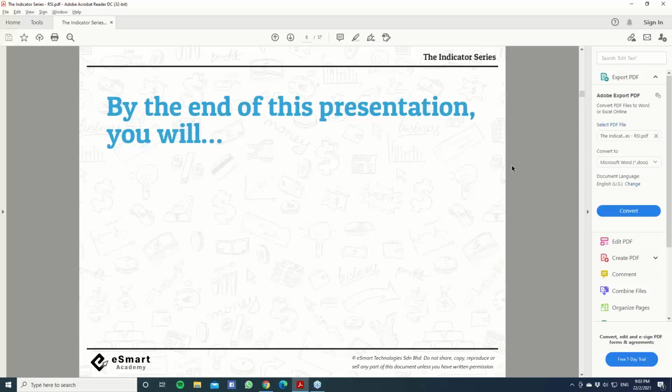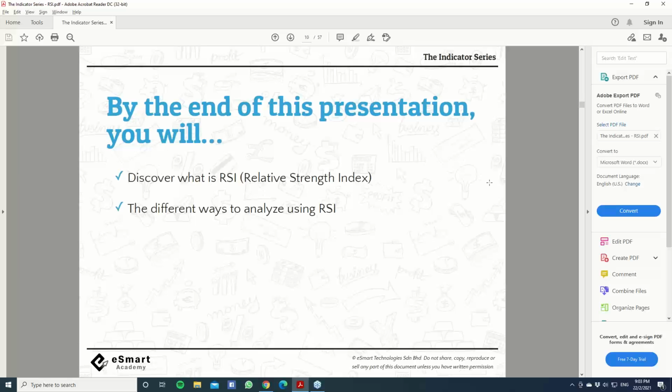Today's objective: by the end of this sharing, you'll be familiar with the Relative Strength Index, RSI in short, and the different ways you can use it. Some of you, if you've come across it before, might know only one way to use the RSI. Today I'll share the different methods, and how you can use them to analyze the market and eventually turn them into a potential trading strategy.